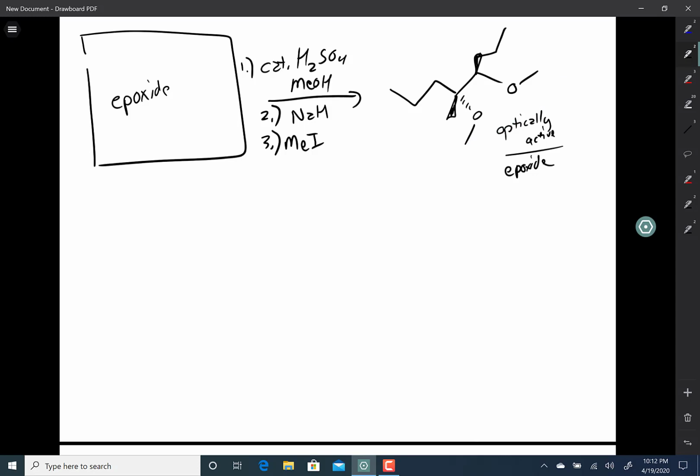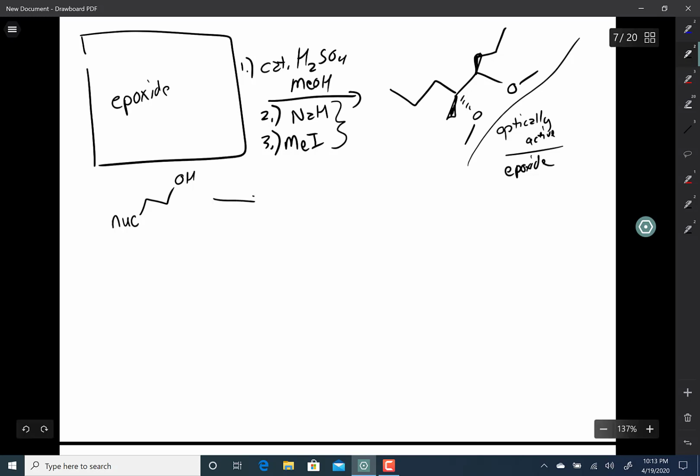So when dealing with this, the product of opening of an epoxide typically is a nucleophile attached to a carbon, attached to a carbon, attached to an OH. Problem is here, we've got ourselves two OR groups, and neither one of them's an OH group. Well, that's where these two conditions come in.